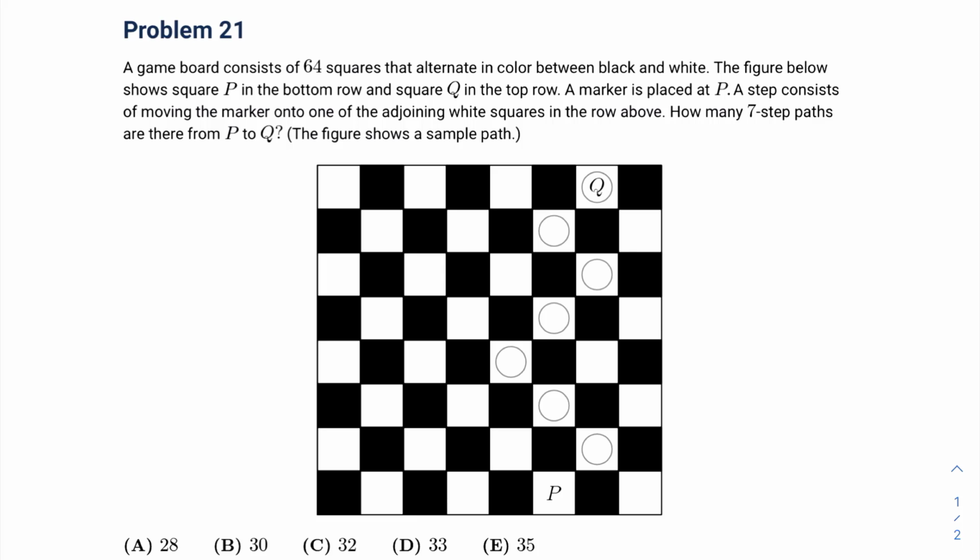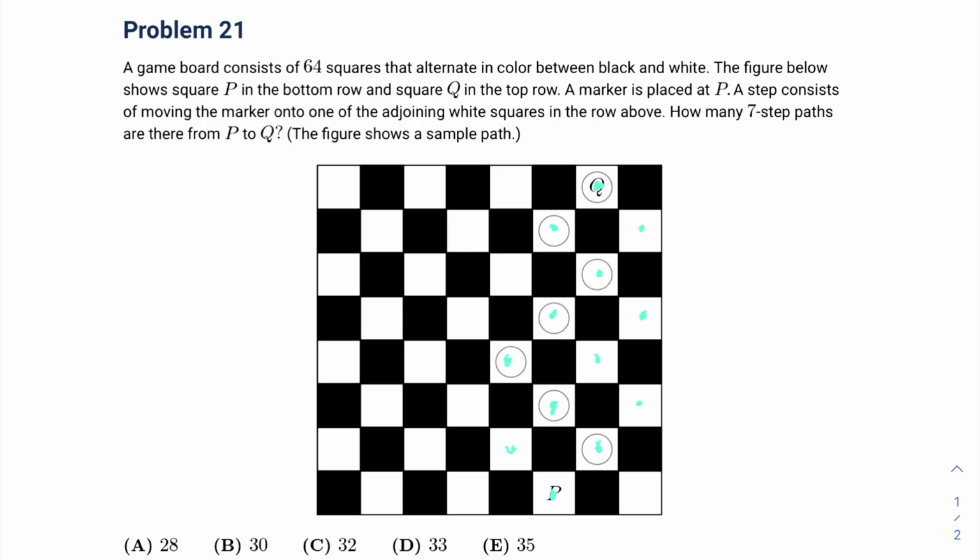Now first, let's start by finding out which squares we can move to. We can obviously move to all these squares because they're shown in the example. We cannot move to this square because we can only go up. We can move to this square, this square, this square, and this square.